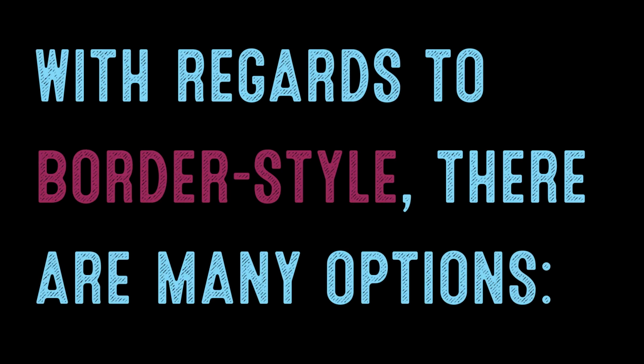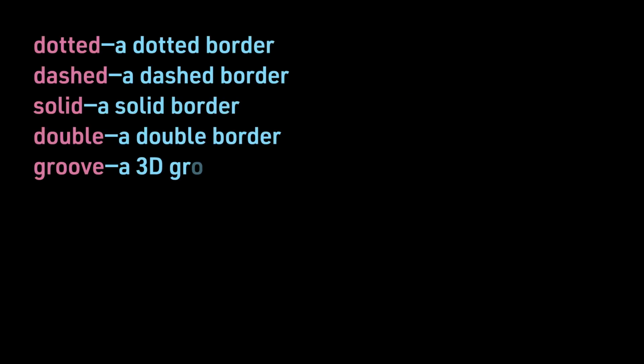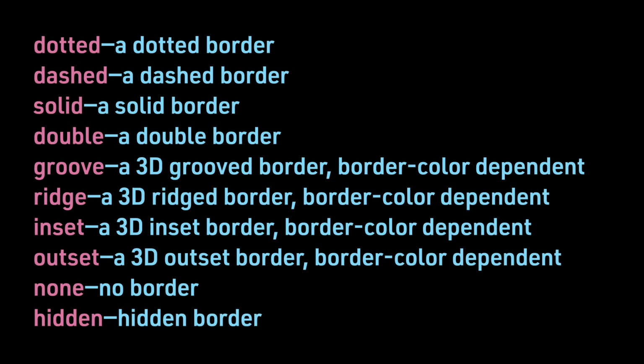With regards to border style, there are many options. A dotted border, a dashed border, a solid border, a double border, a 3D groove border that depends on the border color, a 3D ridged border that depends on the border color, a 3D inset border that also depends on the border color, and a 3D outset border that depends on the border color. No border, or a hidden border.